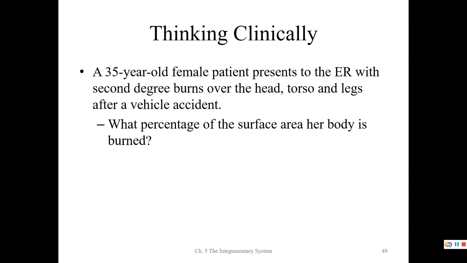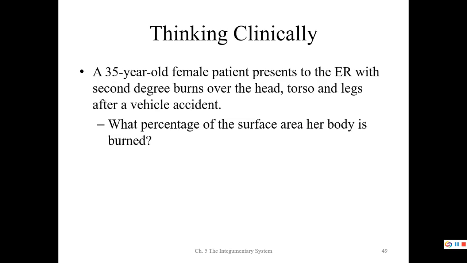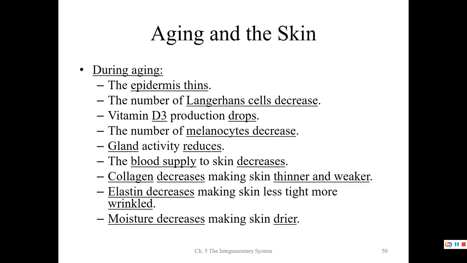Okay, a few things I want to talk about as we end off is aging of the skin, and then I have some diseases and conditions I don't test on. As you get older, the epidermis thins and the number of Langerhans cells decreases, so the skin gets thinner and weaker, and you have less ability to fight skin infections. Vitamin D3 production drops, so bones get weaker. Melanocytes decrease, so you're not as dark-skinned. Gland activity reduces, so skin dries out. Blood supply to the skin decreases, so skin is not as nutrient dense.